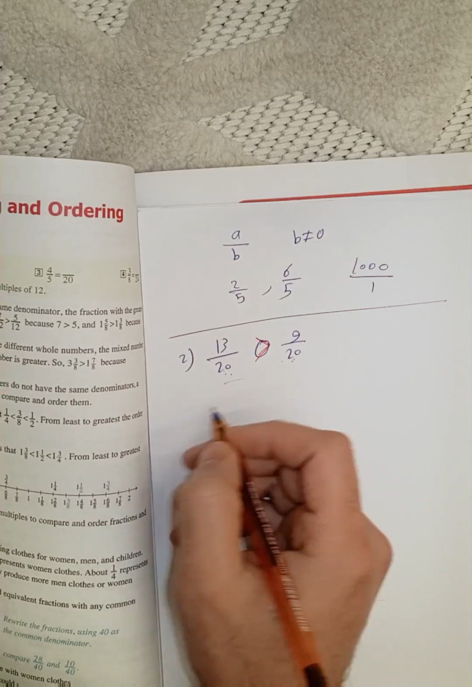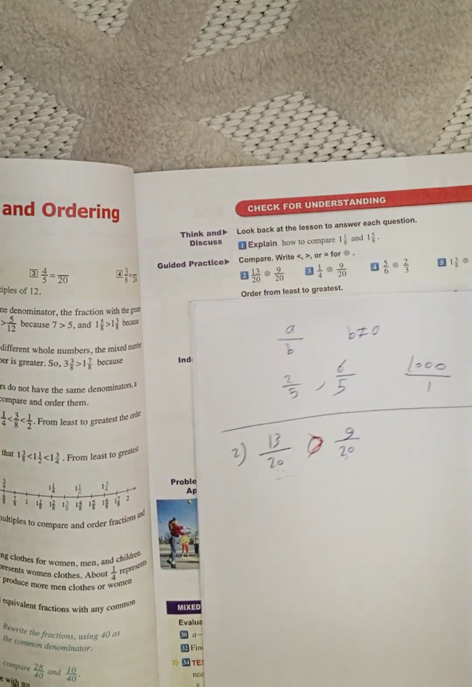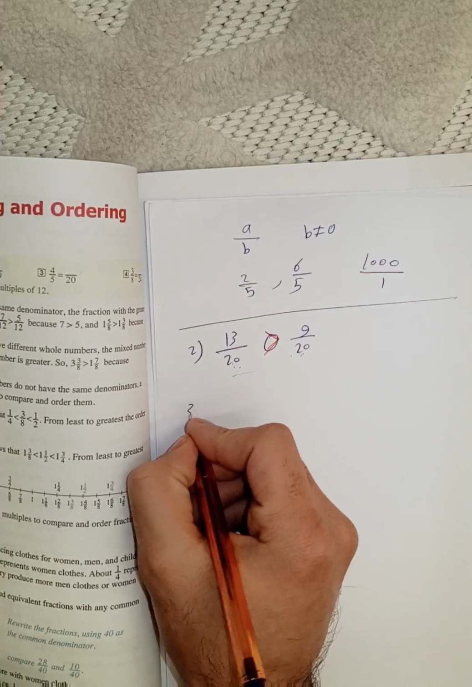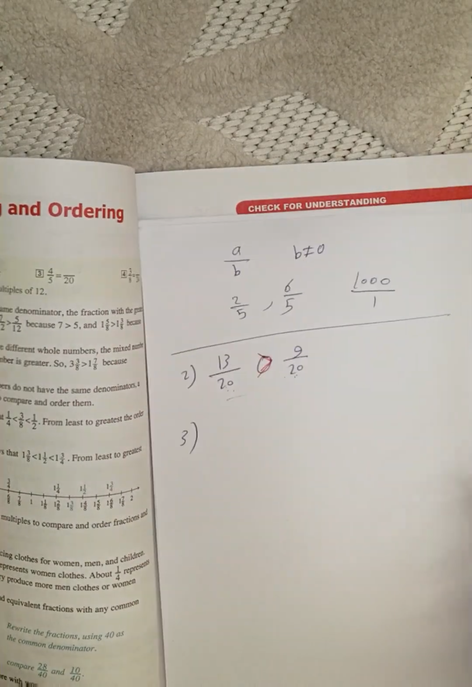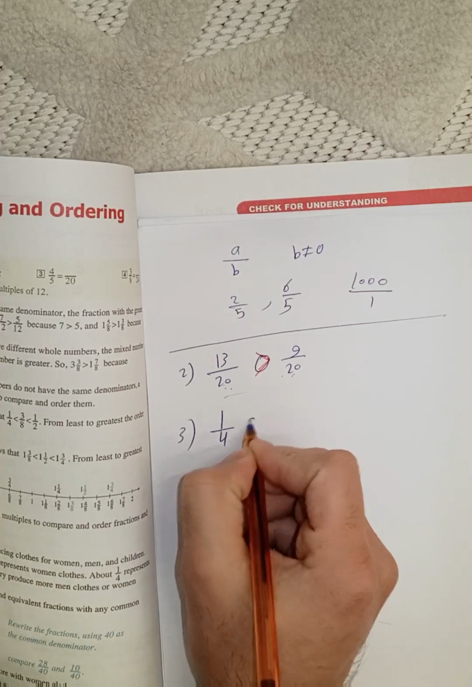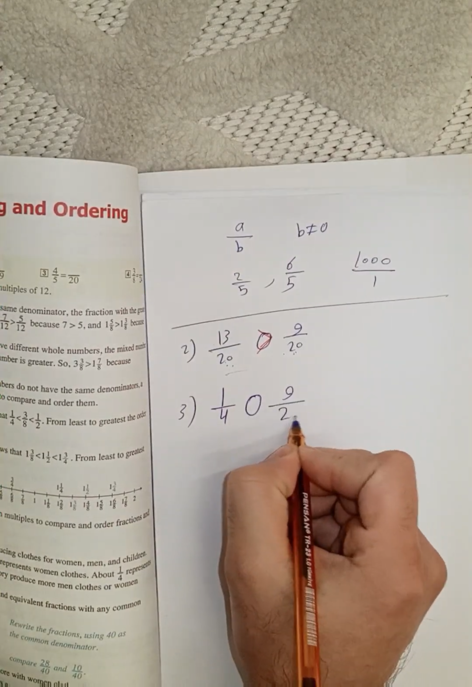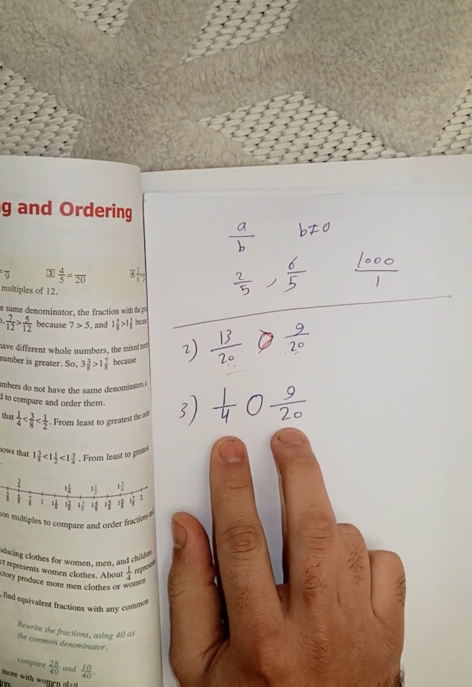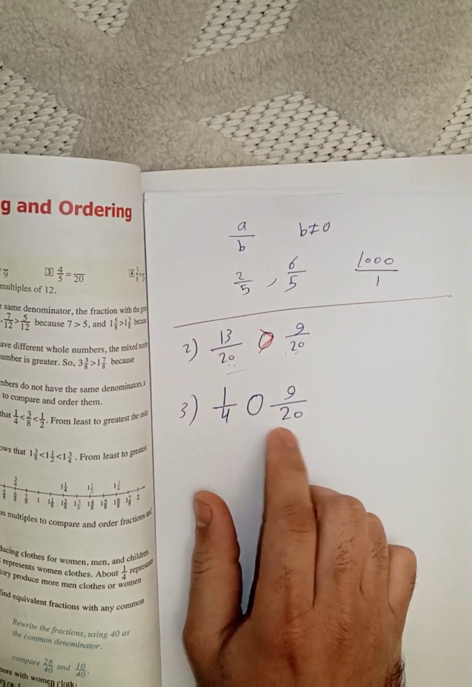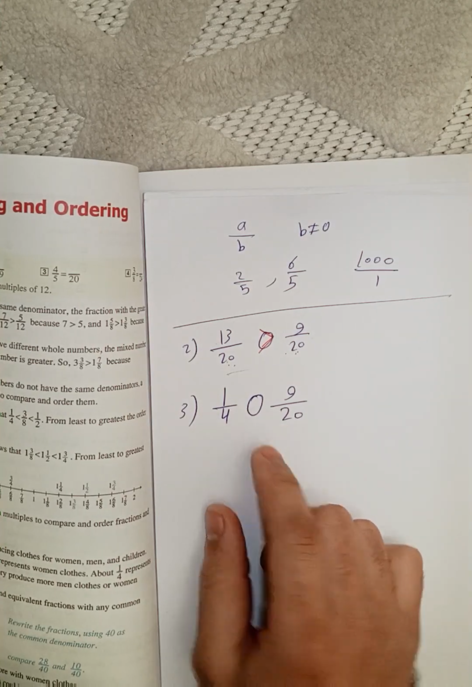Okay? Another example, let's say question 3. Question 3, on page 85, 1 over 4 and 9 over 20. Look at these two fractions. The first thing that we have to do is look at the denominators. Are the denominators the same? 4 and 20, they are not the same.